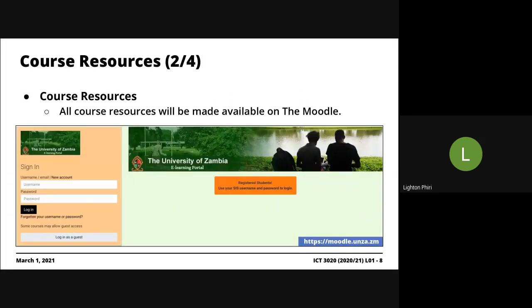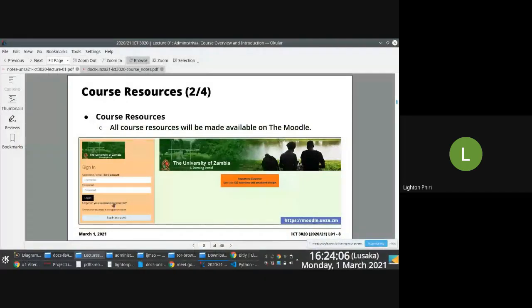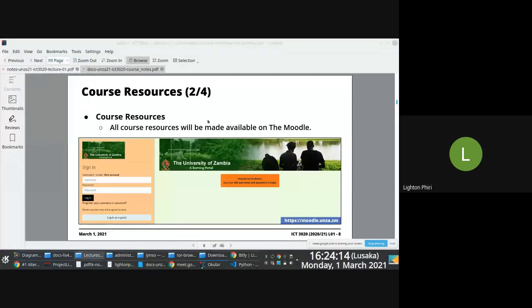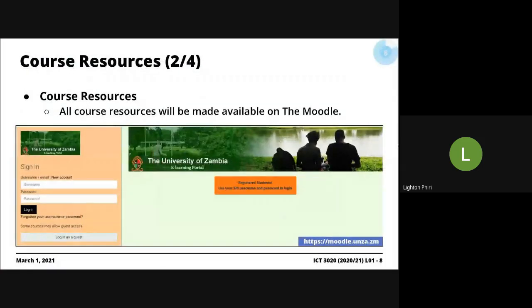All right. In terms of course resources, everything is going to be shared via the Moodle. The course site is already up and running. The course syllabus and today's slide deck, including the handout, the follow-up, is already available on the Moodle. All you have to do is log in using your credentials, obviously.